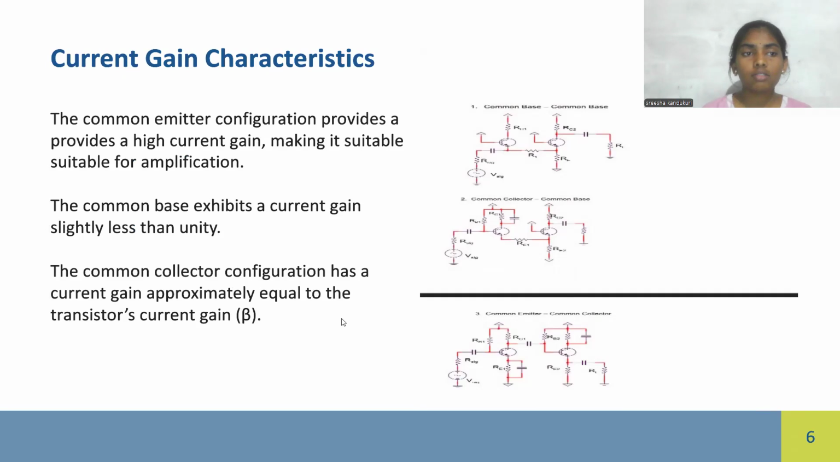Current gain characteristics. The common emitter configuration provides a high current gain, which also makes it suitable for amplification. The common base exhibits a current gain slightly less than unity. The common collector configuration has a current gain approximately equal to the transistor current gain, represented as beta.